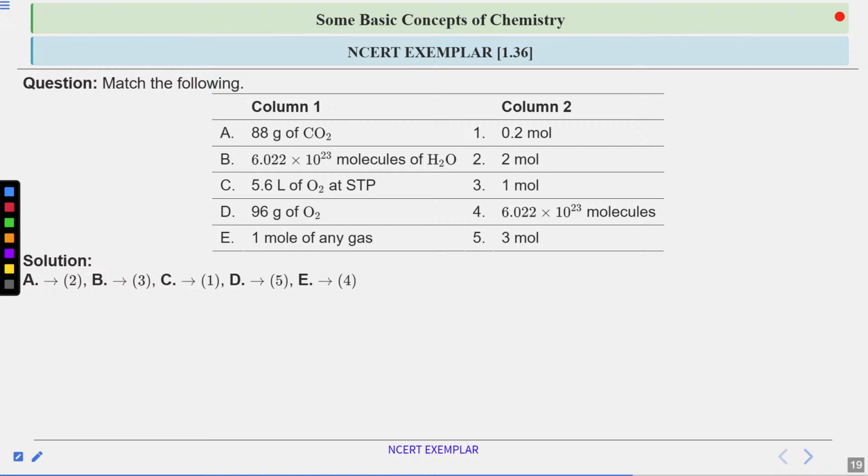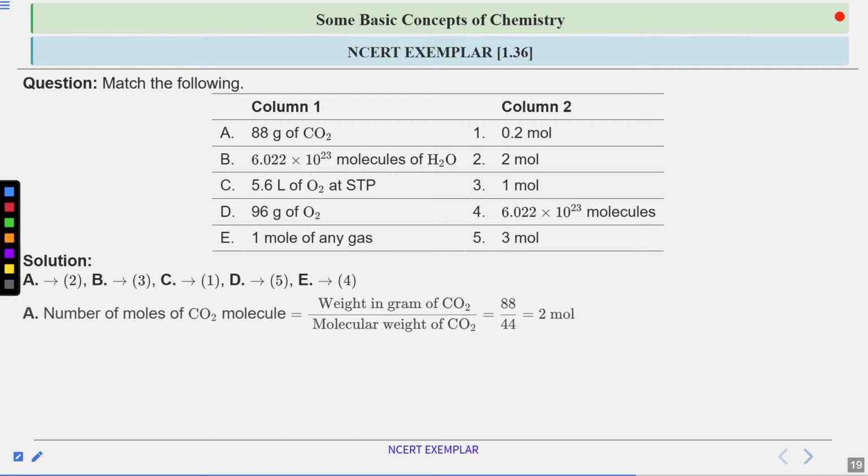Now, how do we calculate it? Let's see. We will deal with each of them one by one. First of all, the weight in gram of CO2 should be taken, divided by the molecular weight. So 88 divided by 44. So in this way we can calculate the number of moles. It's very easy to do so. Given weight by molar weight. That will give you 2 moles of CO2.